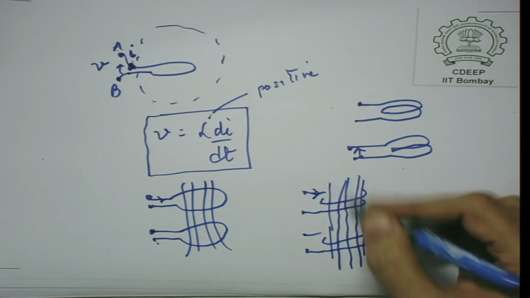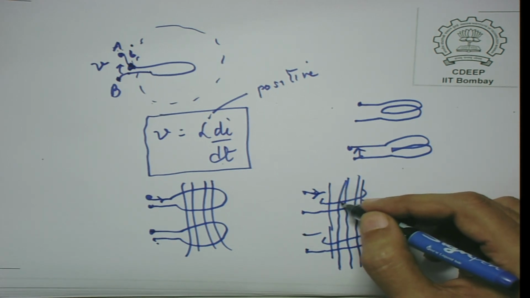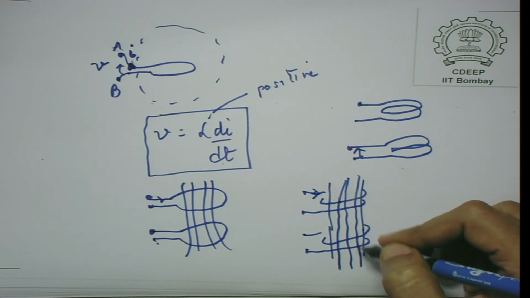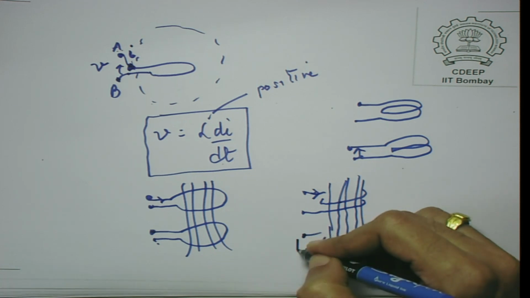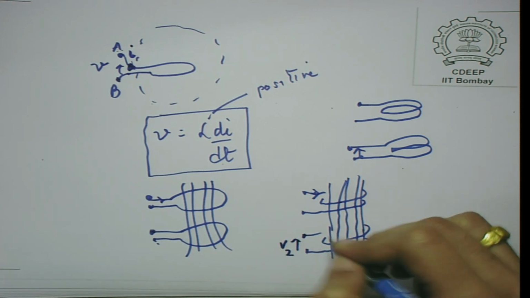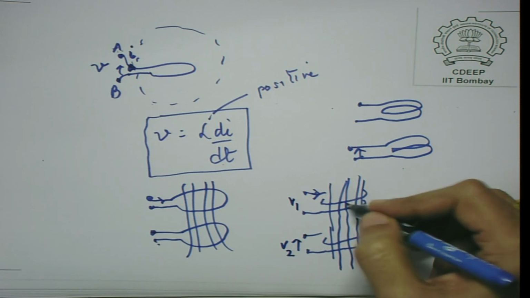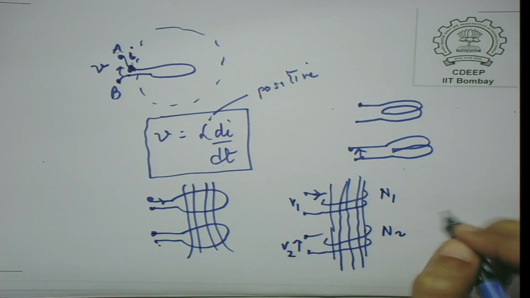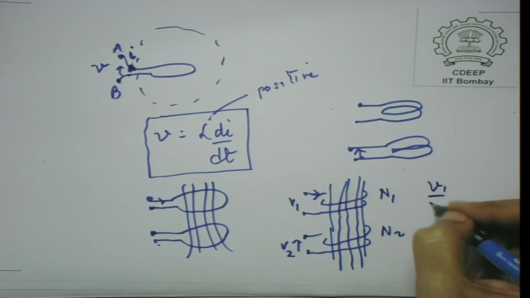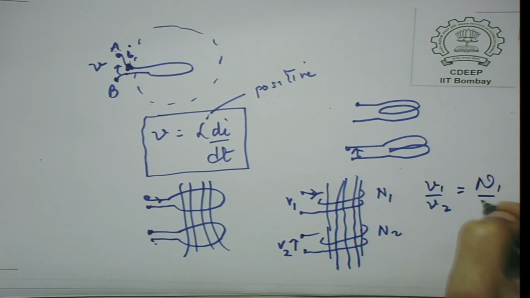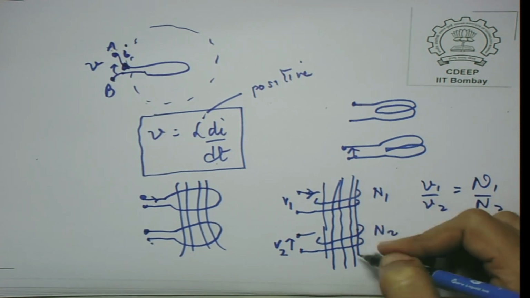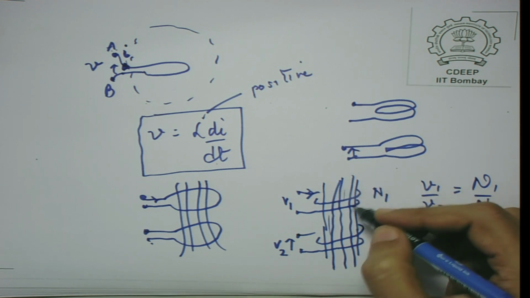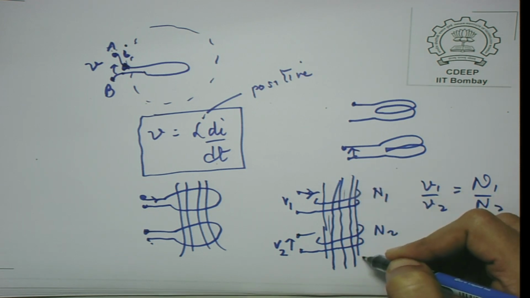So if all the flux linking the first coil links the second coil as well, then it is not difficult to see that the voltage induced here and induced here will depend on the number of turns of this and this. In fact, V1 by V2 will be proportional to N1 by N2. This is of course true only if the same flux links both coils, and there is no flux which links this coil but does not link this coil.